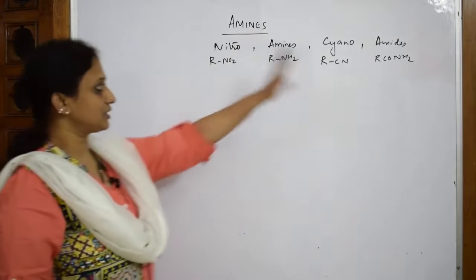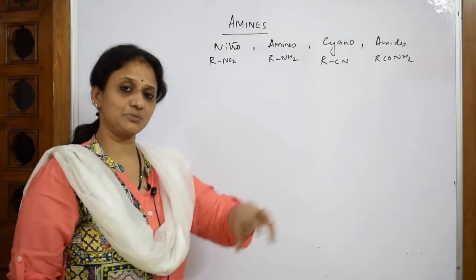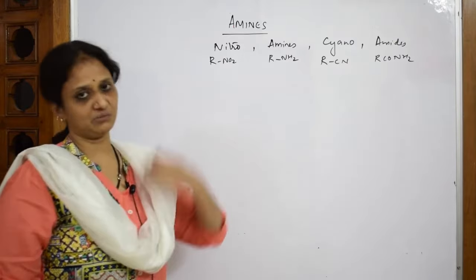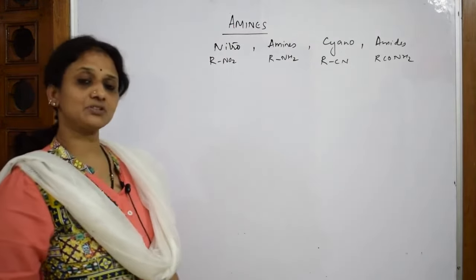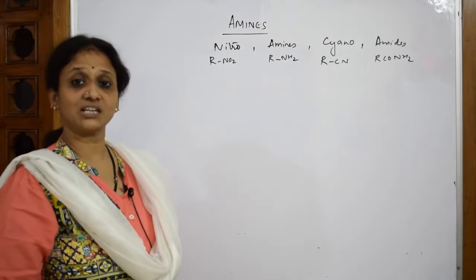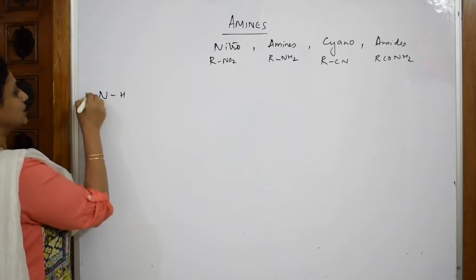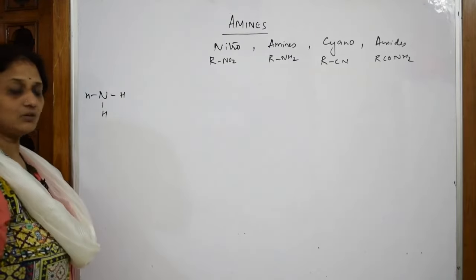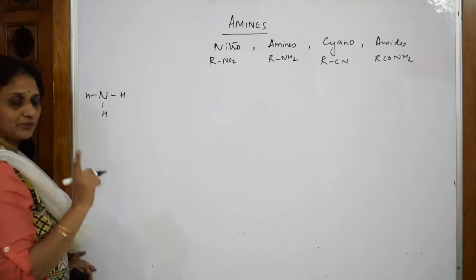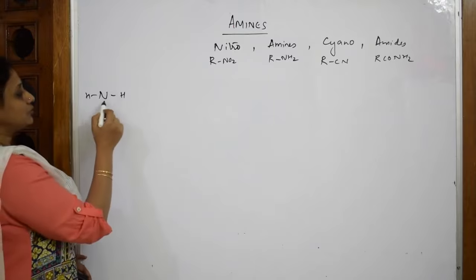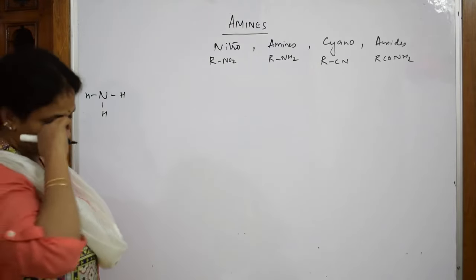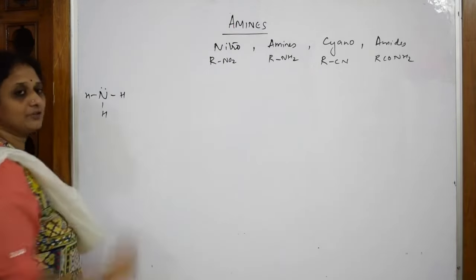We'll be learning different conversions, and how to learn them. This time I'll try to make it a bit easier for you to remember. So in the amines chapter, we'll see what these amines are and what the types of amines are. First I'm going to take ammonia, NH3. We very well know that in ammonia, nitrogen has a lone pair of electrons.